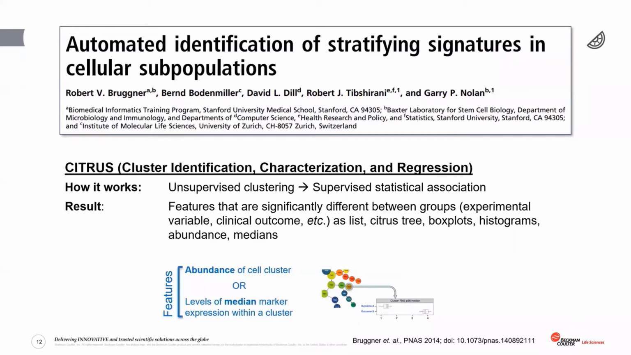Then, using group assignments specified by the user, it performs supervised statistical association to compare groups of samples. The result is features that are significantly different between groups. The features can be either abundance of a cell cluster or levels of median marker expression within a cluster. Citrus provides results in the form of lists of features, plots of clusters and their marker expression, and tables showing cluster abundance and median marker expression.